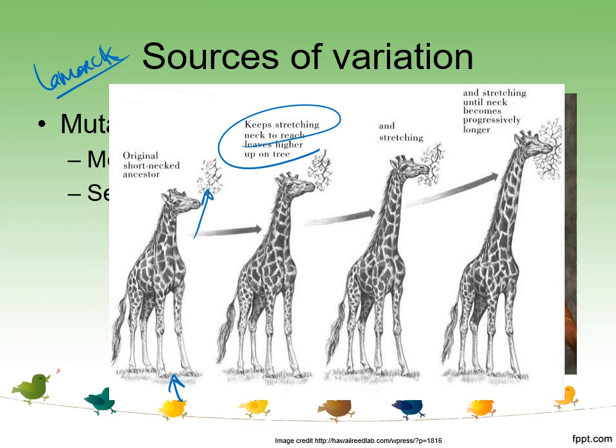the juicy leaves in the tops of the trees. Because he stretched his neck, he had babies who had longer necks. Those babies stretched their necks and had babies with longer necks who stretched their necks until we finally get the long-necked giraffes that we have today. This was a good idea at the time, but we definitely have better ideas now. So Lamarck and the acquired traits being passed down. Lamarck thought that traits you acquired during your lifetime could be passed on to your offspring. And we know now that that is not the case.